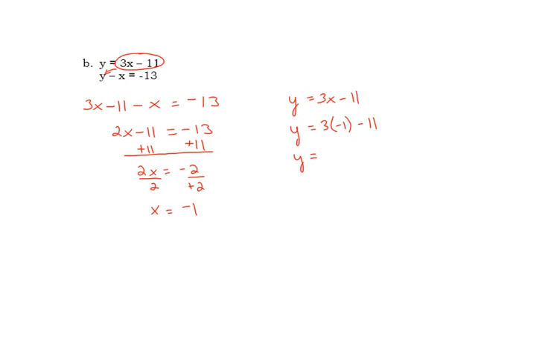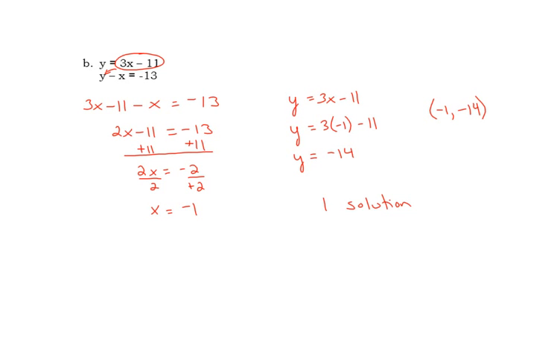Simplifying the right-hand side, 3 times negative 1 is negative 3, minus 11 is negative 14. So the ordered pair, the point of intersection, is the point negative 1, negative 14. But remember, the directions asked how many solutions. In this case, we have one solution.